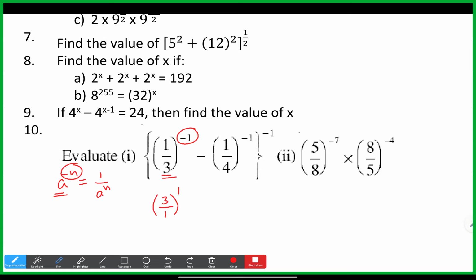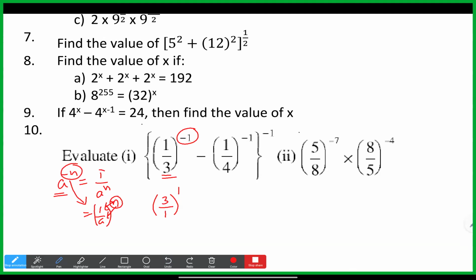Why am I writing 1 there? Because when it is a power minus n, 1 by a whole power n, actually I should write it like this. But 1 power anything is 1 only. So this power n is written just for a, because 1 power n is also 1 only. That's why you write it as 1 by a power n. But actually, we have to write this as 1 by a whole power n. The reason we write 1 by a power n is that this n is applicable to both 1 and a.